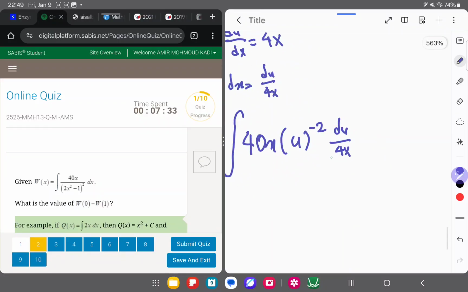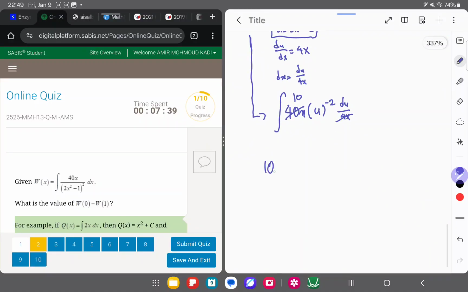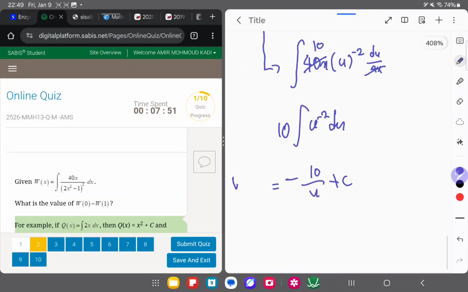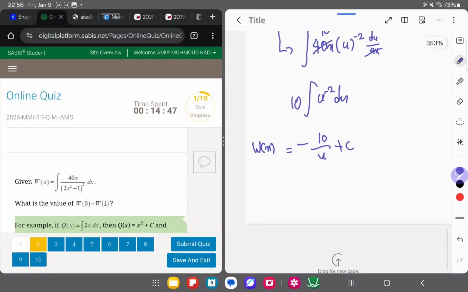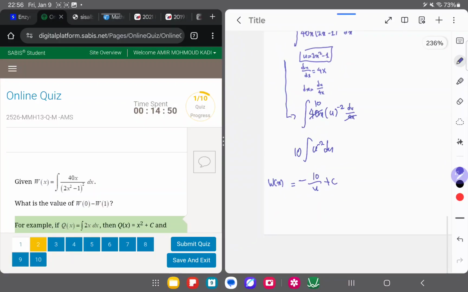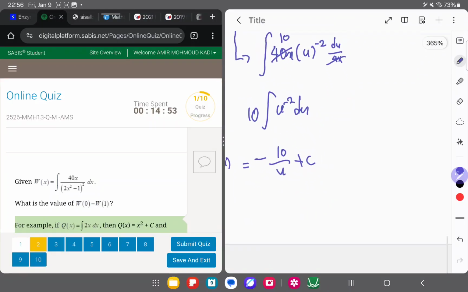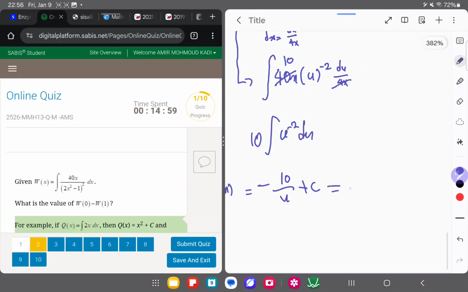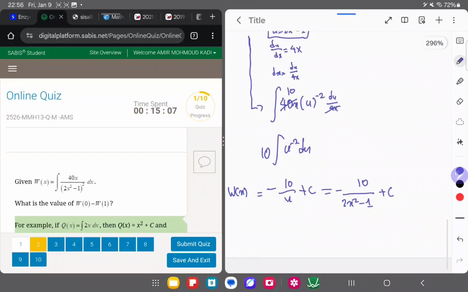Then 40x divided by 4x is equal to just 10. It's a constant, so we can take it out of the integral. And then we integrate, and when you do everything, you should get minus 10 over u plus c is equal to w(x). Okay, what you do then, given that u is equal to 2x squared minus 1, now we'll just bring everything back in terms of x. So this is also equal to minus 10 over 2x squared minus 1 plus c is equal to w(x).